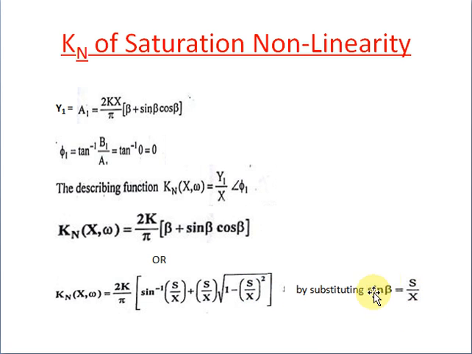Therefore describing function of saturation nonlinearity is 2k by pi into beta plus sin beta cos beta, or 2k by pi into sin inverse s by x plus s by x into root of 1 minus s by x the whole square. That's all about describing function of saturation nonlinearity.